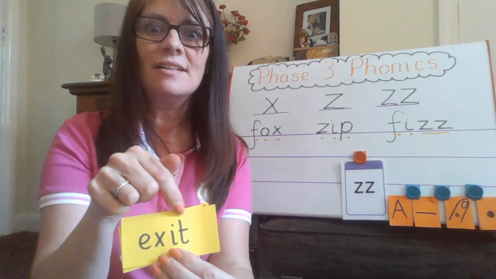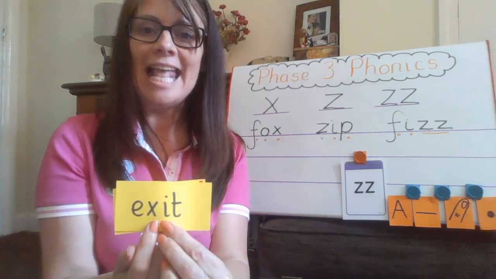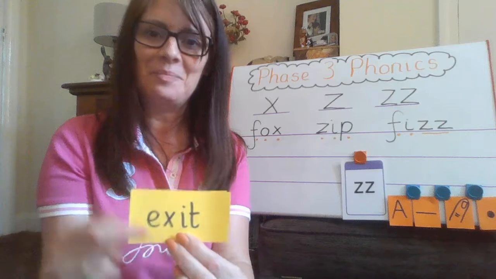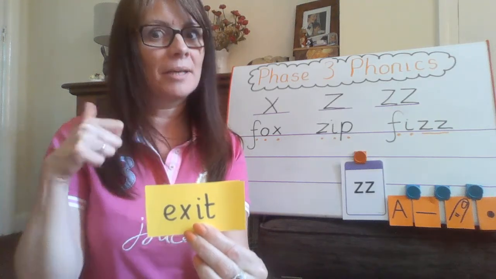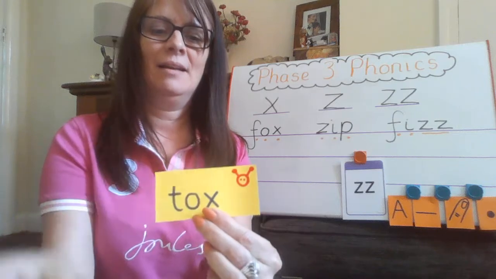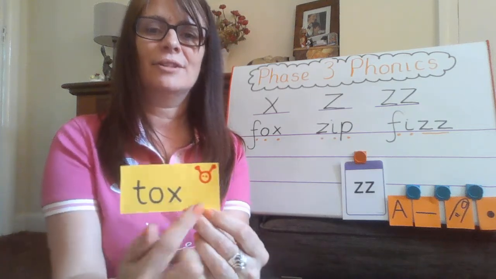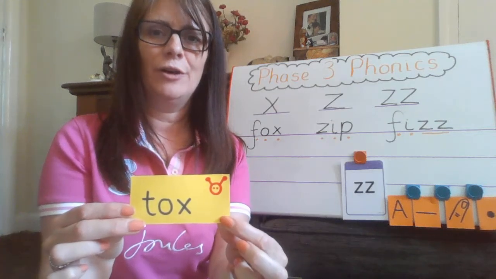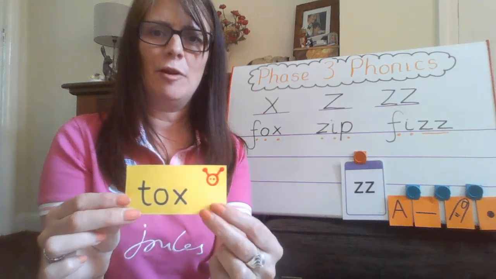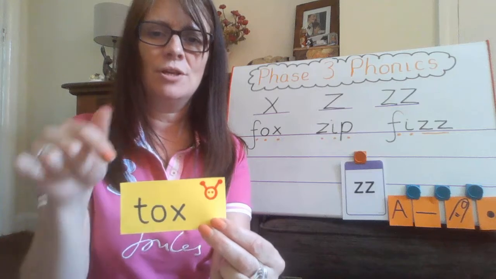X, it. Oh, I've got an X in the middle there. X, it. Exit. Oh, I'm going to exit in a minute. Oh, hang on. I've got a funny alien on this card. This is a very funny alien word. It's an alien's name. Are you ready? We can still sound it out.